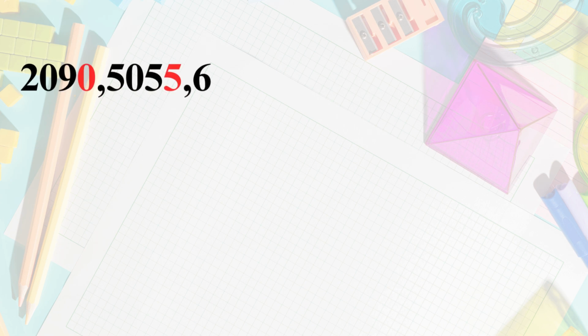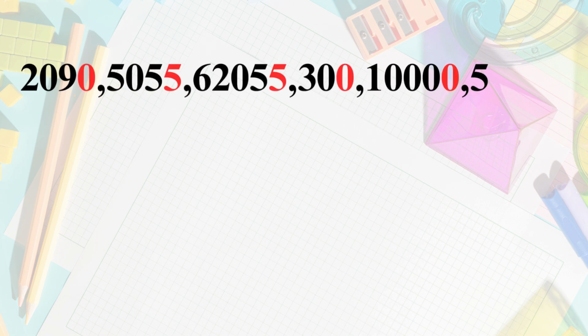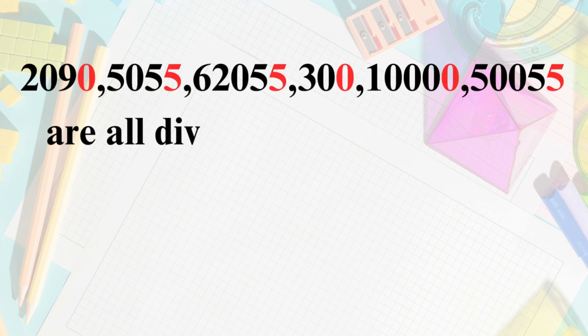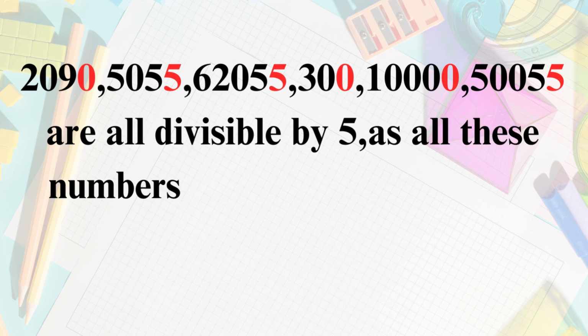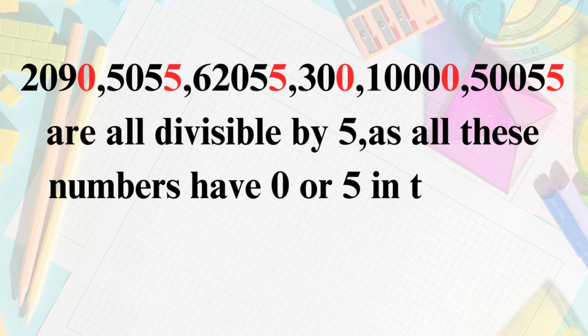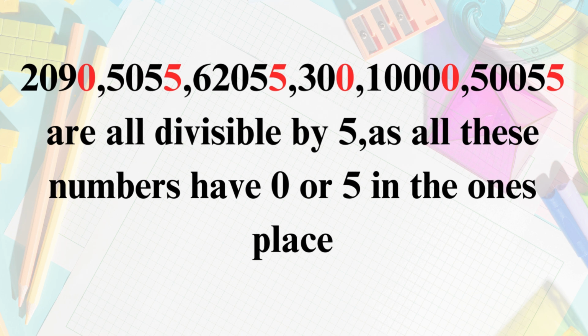So if we just look at the examples, 2090 which ends with a 0, or a 5055, or a 62,055, or a 300, or a 10,000, or a 50,055, all these numbers which end with 0 or 5 are all divisible by 5. That means there will be no remainder left.